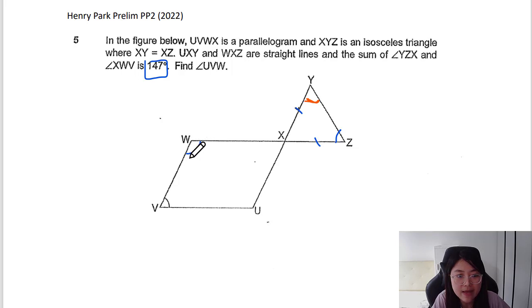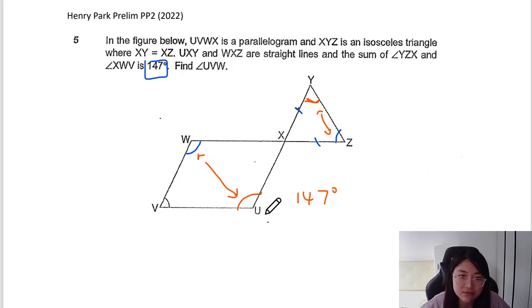Another angle that is the same as the angle of the parallelogram I marked in blue here, angle VWX, is equal to the opposite angle. So in other words, this pair of orange angles is going to add up to 147 as well, since the angle at W here is the same as the angle at U here, and the angle at Y here is the same as the angle at Z here. So that means we have another pair of 147.